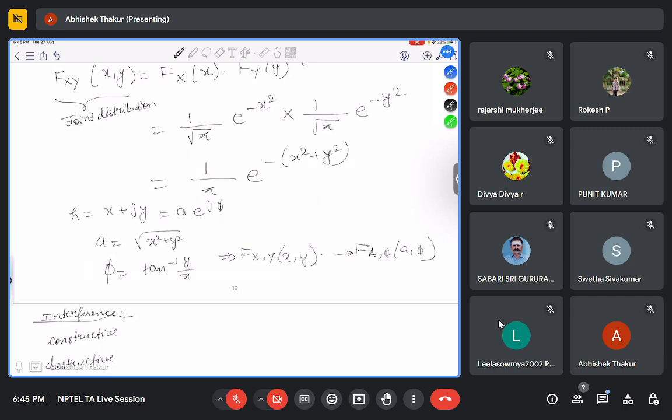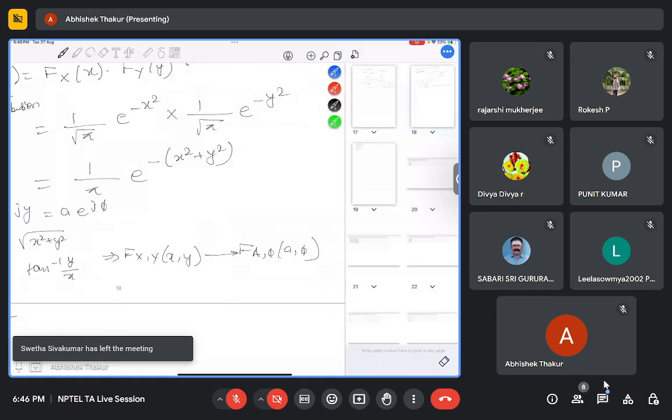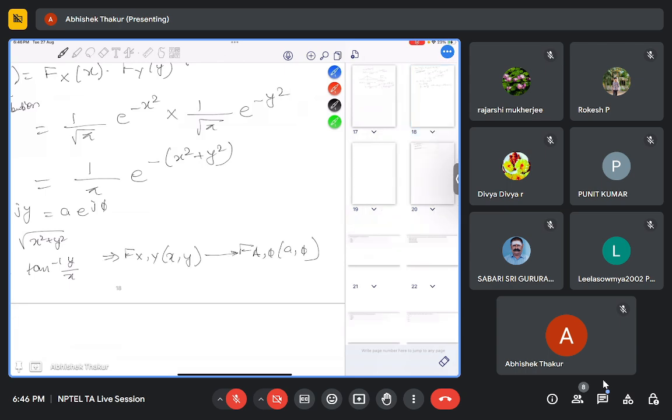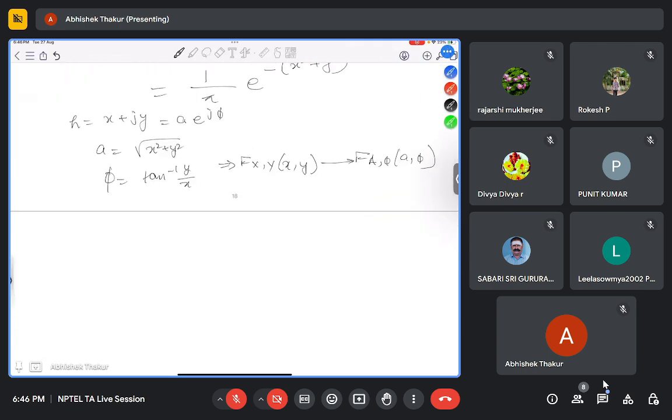Now we can find the channel, which was the summation x plus jy, and that can be represented as a e to the power of j phi. So now these two are in different variables. In this, what we can do is find f of a, phi, which is equal to 1 by pi e to the power minus (x square plus y square) times the Jacobian of xy.